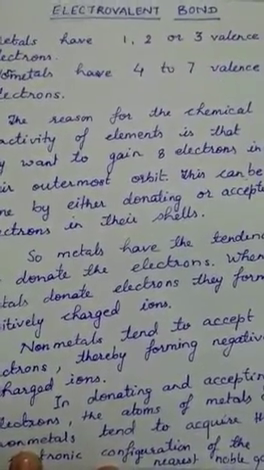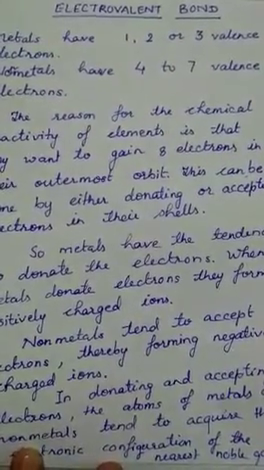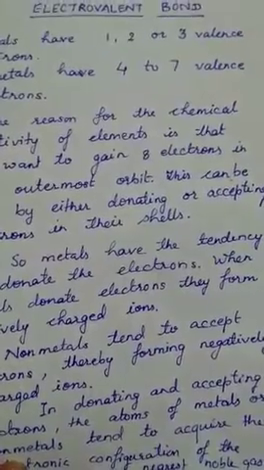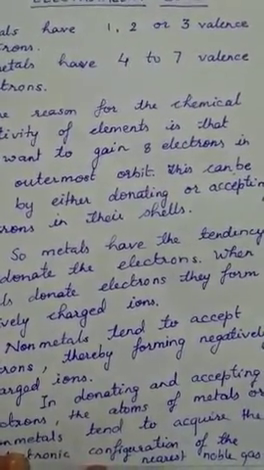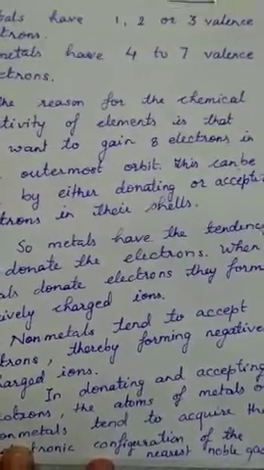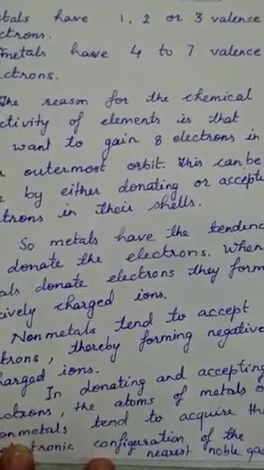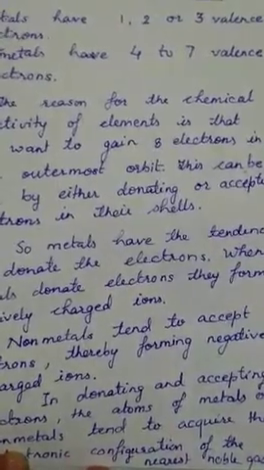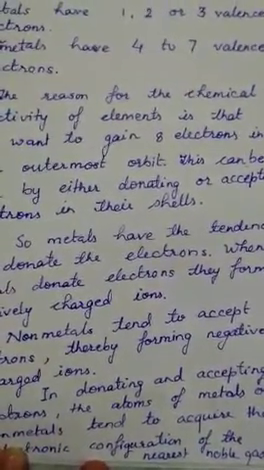Then non-metals tend to accept the electrons because they have 4 to 7 electrons in their outermost shell. So they tend to accept electrons so as to get 8 electrons in their outermost shell. When they are accepting extra electrons, the number of protons becomes less as compared to the total number of electrons. As the number of protons becomes less, the resulting particle will have a negative charge.